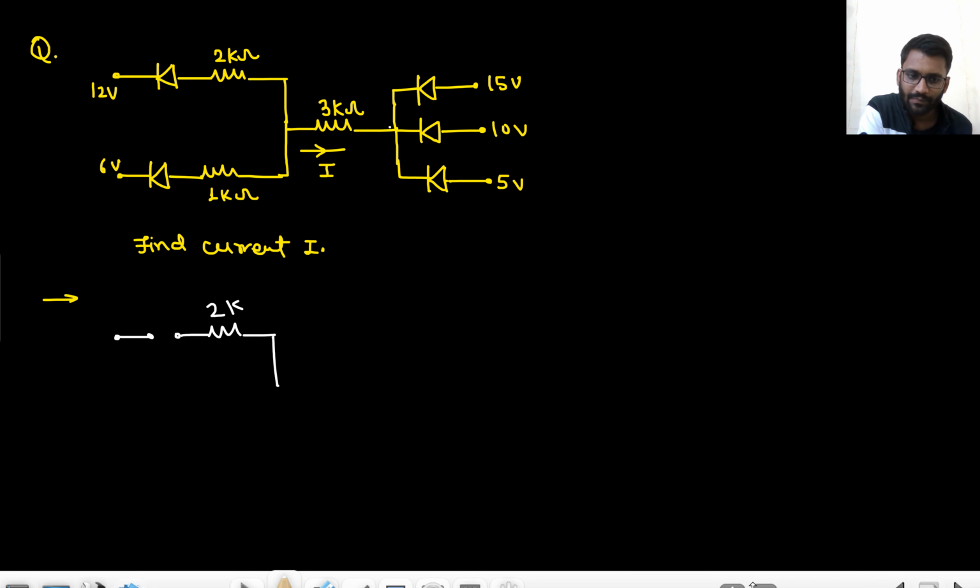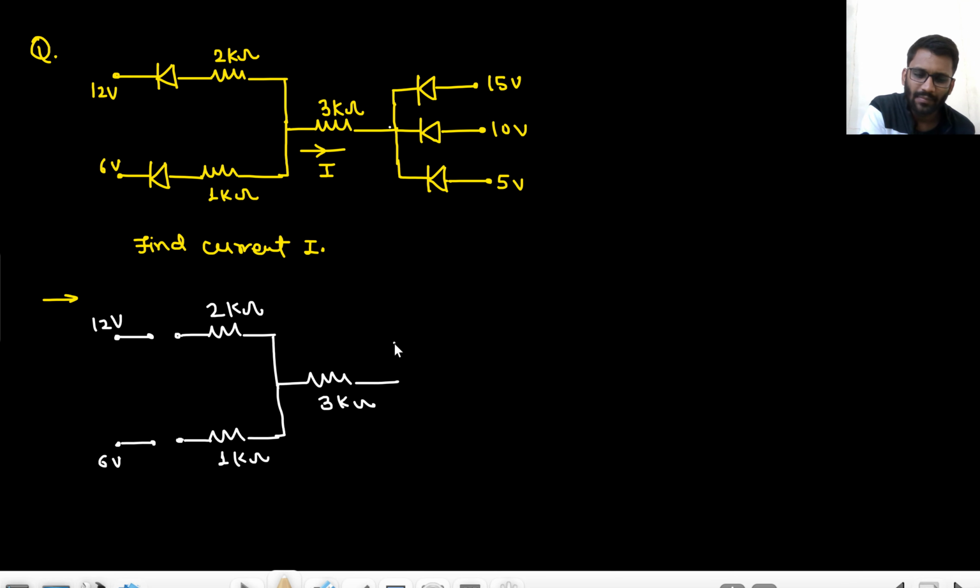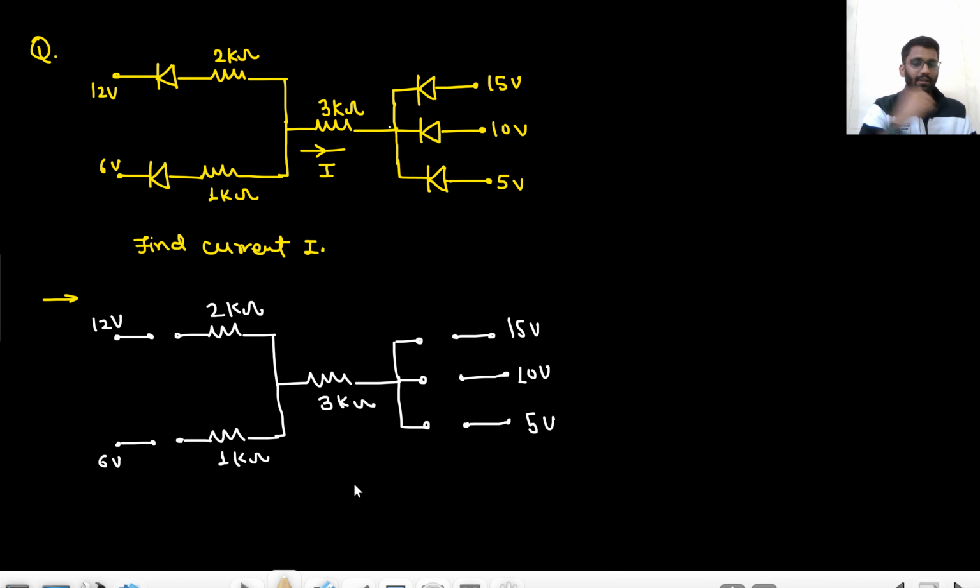2 kilo ohm. This is 12 volt. This is 1 kilo ohm. This is here 6 volt. This is 3 kilo ohm. Here you are having 15 volt. Here you are having 10 volt, and here you are having 5 volt, right?